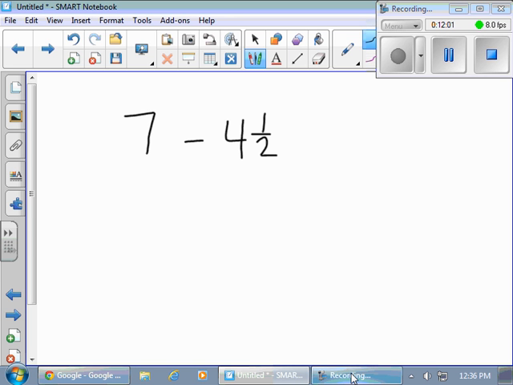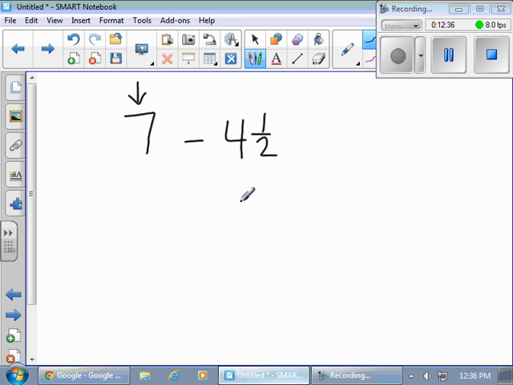Seven minus 4 and 1/2. Well, you can't go 7 minus 4 and then 0 minus 1/2. Okay. I can do my whole number. 7 minus 4 we know is 3. That's legit, right? But this one has no fractions. So can I take part of nothing away? No. So I have to force this whole number to look like a fraction.